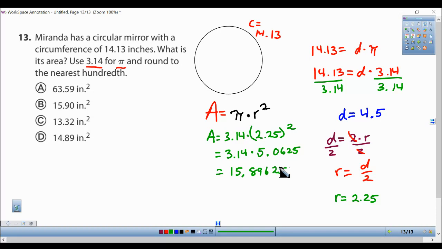15.89625. Now in the question, it tells us to round to the nearest hundredth. Nearest hundredth is this 9 right here. This is our tenths, and this is our hundredths. So this 6 makes this 9 go up, and this 9 makes that 8 go up. So our total answer now, rounded to the nearest hundredth, is going to be 15.90 inches squared, which is answer B.